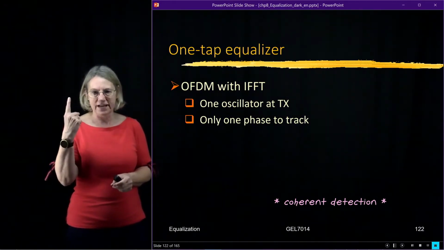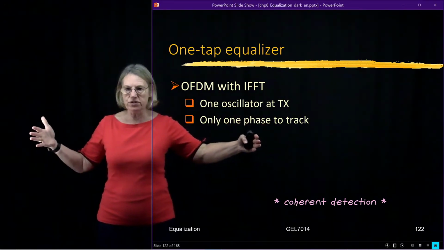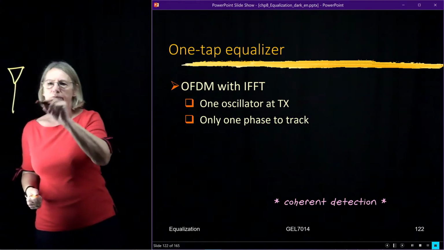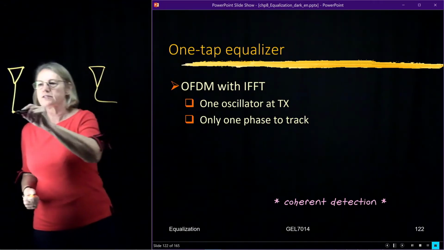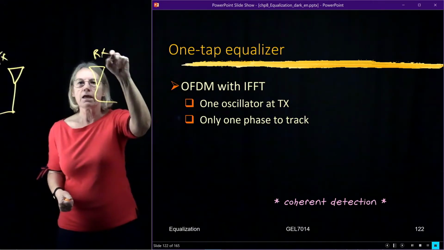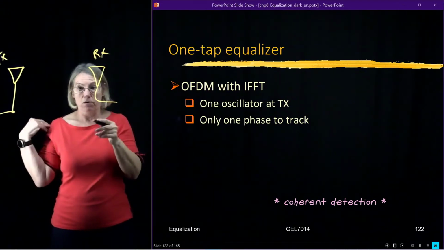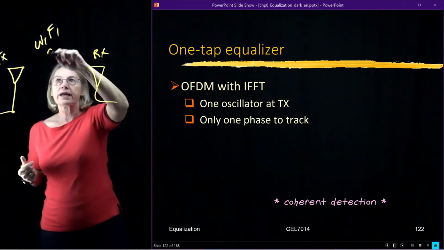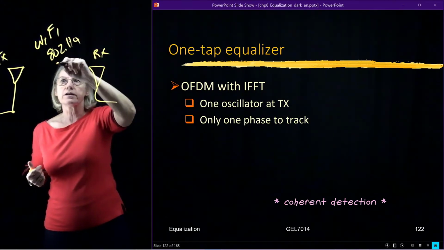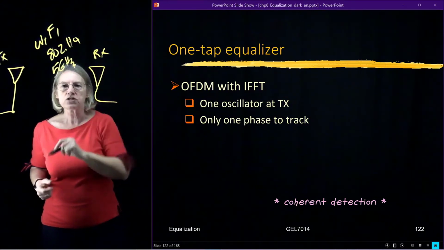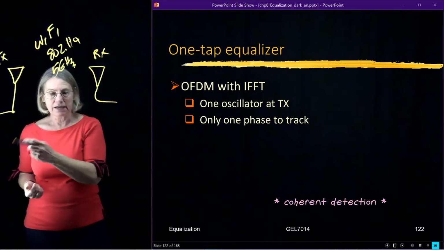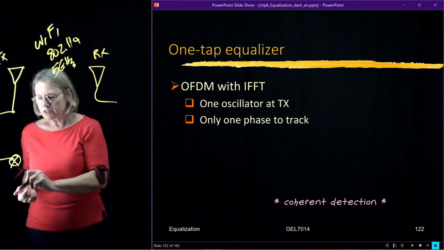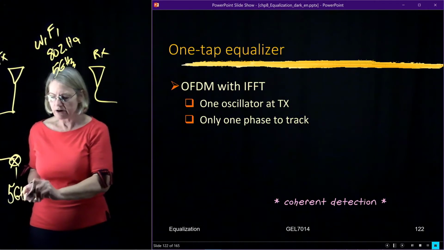Remember, there's one oscillator. Even though I have many, many subcarriers, there's really one oscillator. So what does that mean? I said that we have this antenna for the transmitter and receiver, and normally there's some carrier. So maybe this is Wi-Fi, and I'm doing 802.11a, and it's a 5 gigahertz carrier. So when I come out of my OFDM inverse Fourier transform with my time domain signal, I multiply this by this 5 gigahertz carrier.